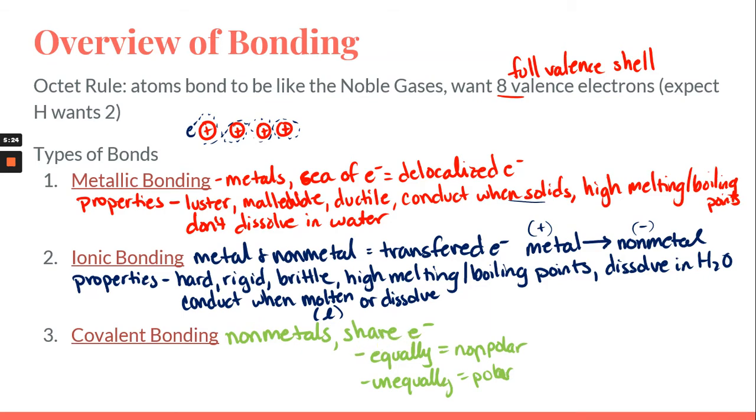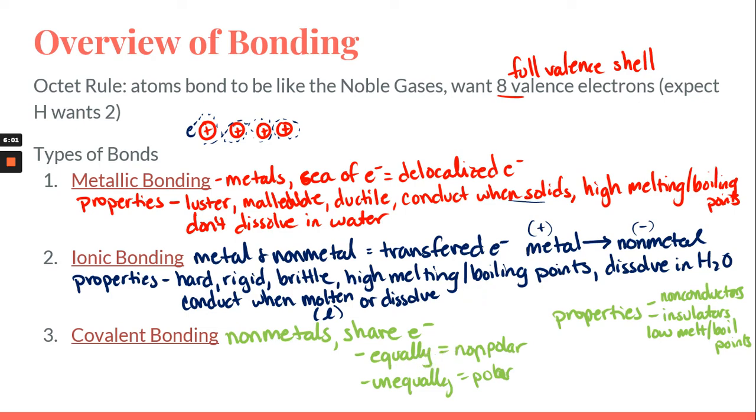So the properties of covalent bonding due to the sharing of electrons is that they are non-conductors, and non-conductors are called insulators. So they do not conduct heat and electricity, but they insulate from heat and electricity. The other major property is that they have low melting and boiling points, as opposed to the high melting and boiling points of metallic and ionic.